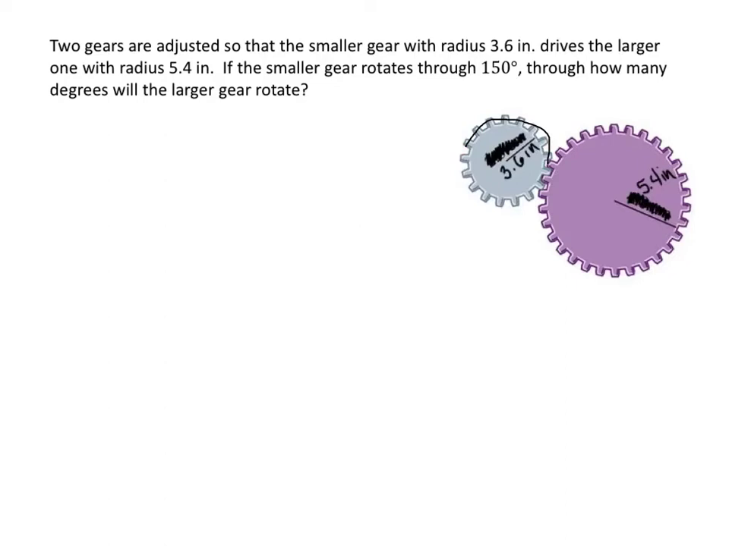Well, what you need to pay attention to when it comes to these kinds of problems is we've got all these little teeth here on the gears. So however many teeth we rotate through on the small gear, we're going to rotate through that exact amount of teeth on the larger gear, which means that the two arc lengths will be the same.